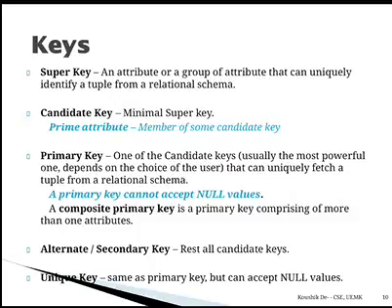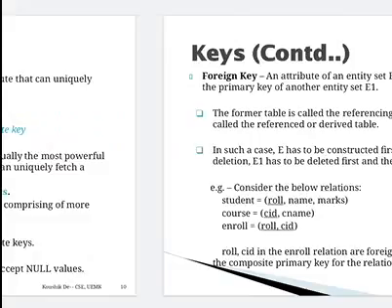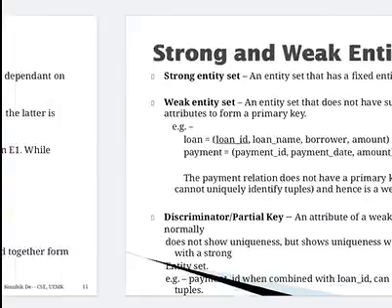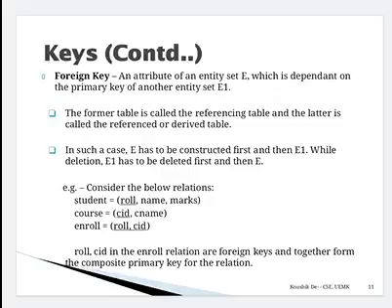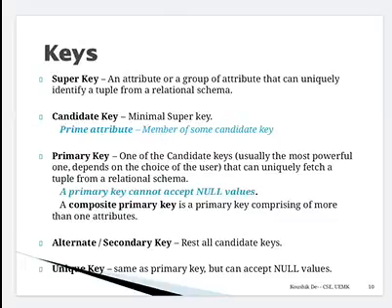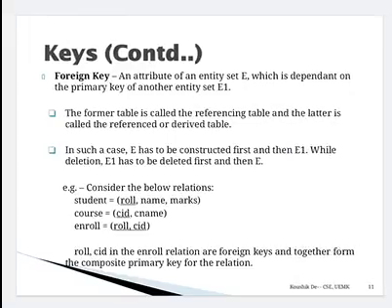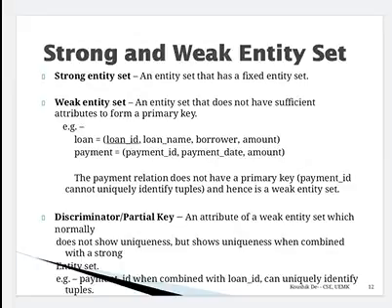A foreign key is defined as an attribute or set of attributes in a relation whose values match a primary key in another relation. Strong and weak entity.